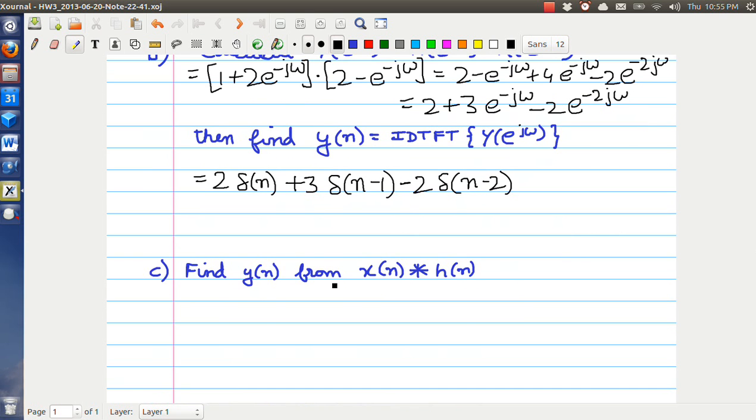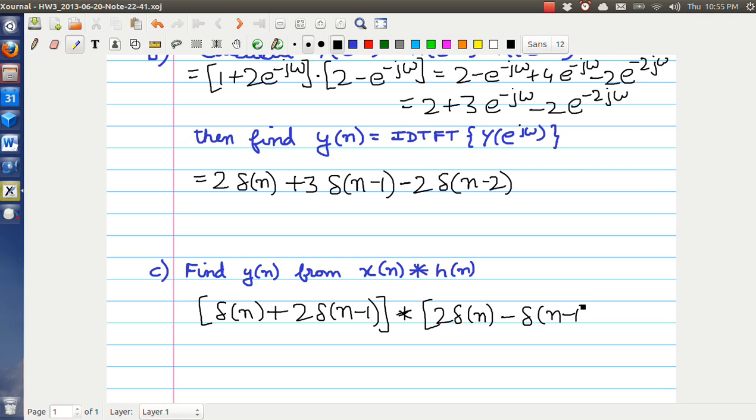In part C, we are asked to do the convolution directly, as in x of n convolved with h of n. The expressions were delta n plus 2 times delta n minus 1. This was our x of n. Convolution h of n was 2 times delta n minus delta n minus 1. So this is x of n here, this is h of n here, and we are going to convolve them.